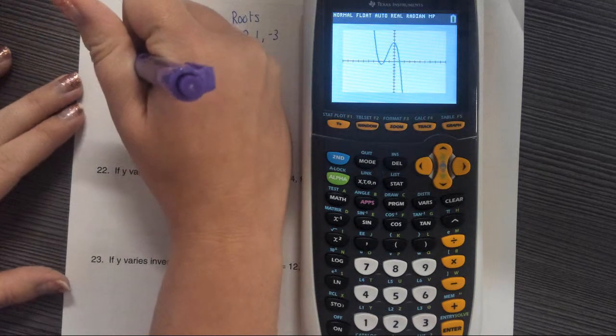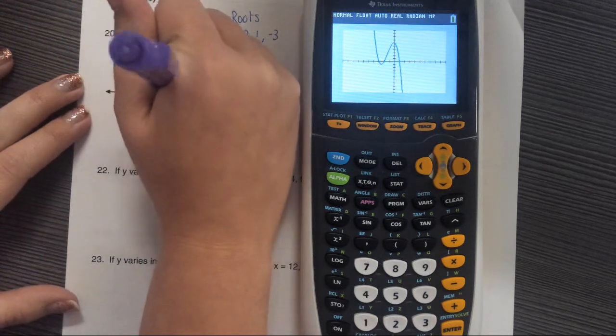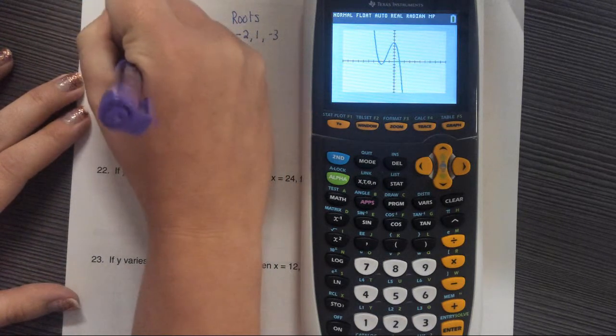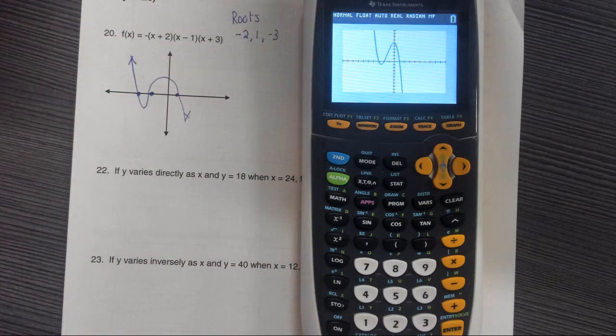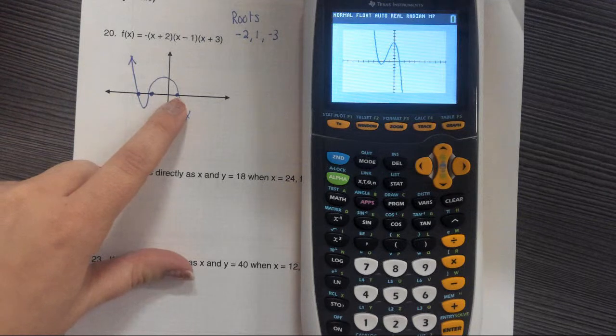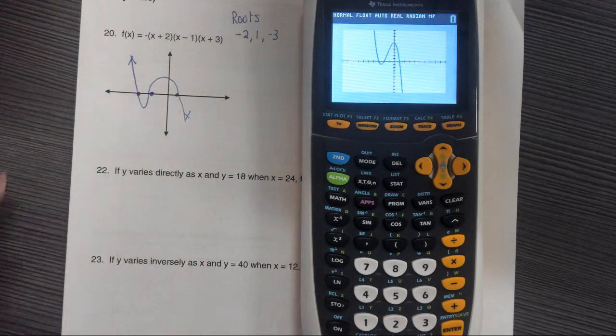So I can just set that on here to match that shape. Obviously, it is not perfect. I don't really care if it's perfect. I'm more concerned about your roots and the overall shape of the graph.